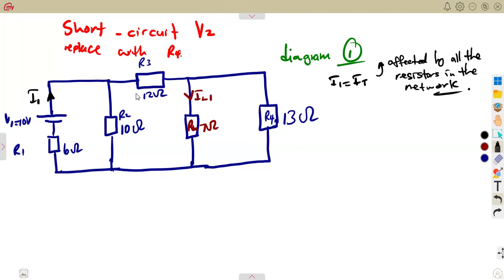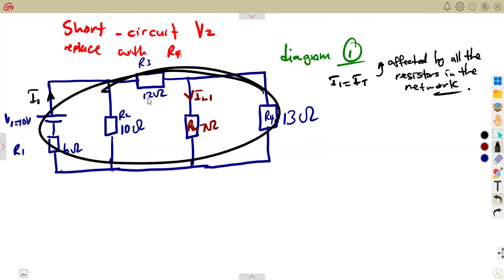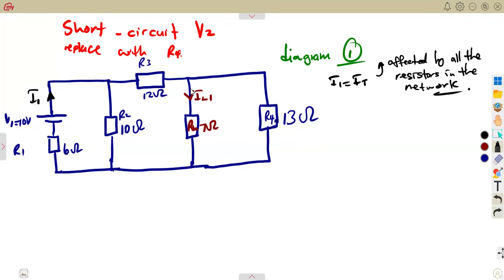So meaning to say, in this network, we need the sum of these resistors, the total resistance. But how can we calculate the total resistance? Now that is where we have to apply our Ohm's law. If we consider properly, we can see that here there is a parallel combination. If you check these two, they are in parallel.